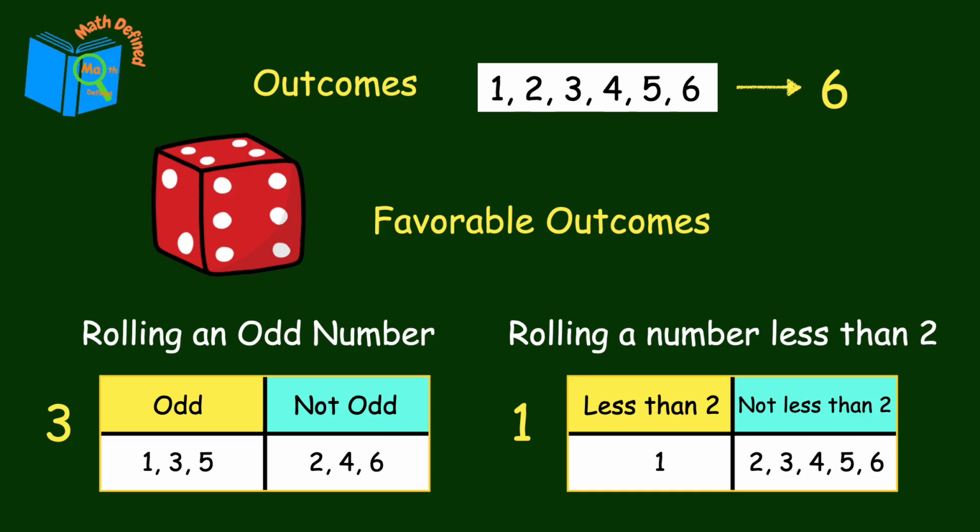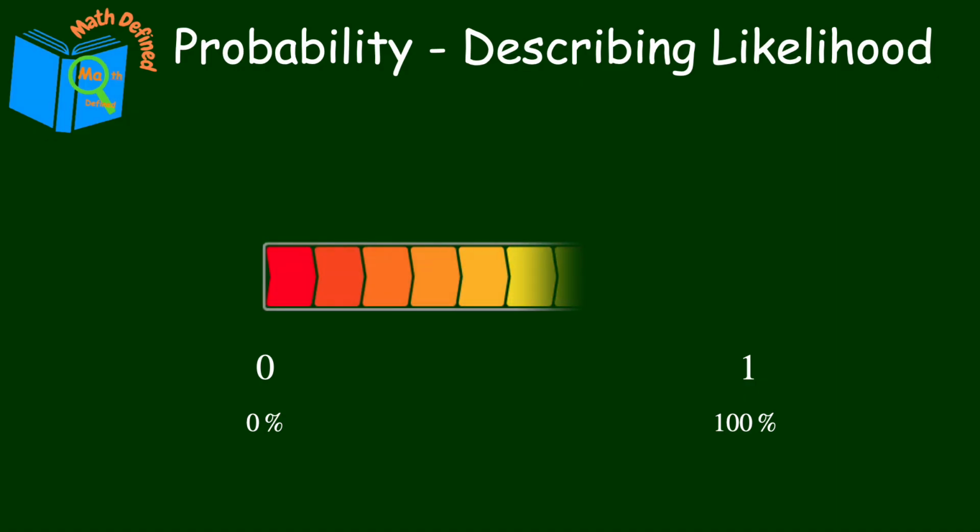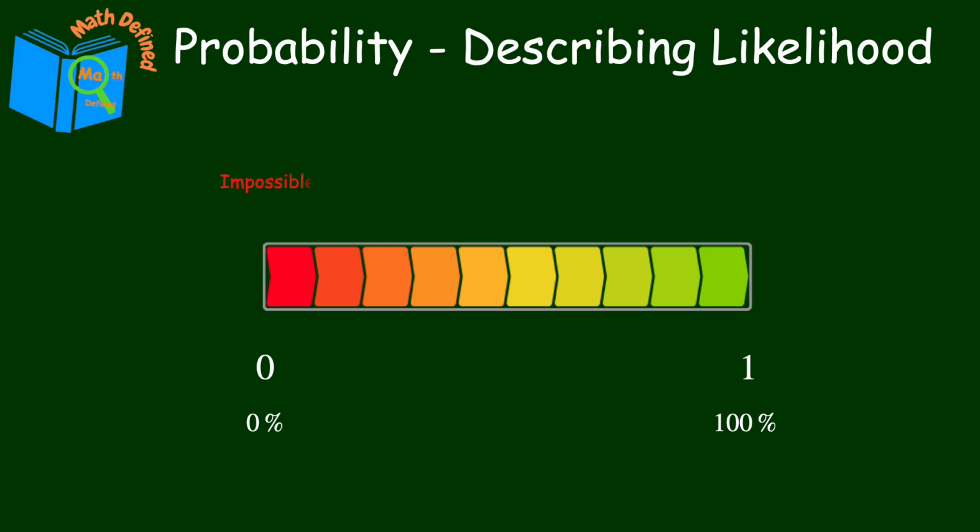Now that we've looked at how to list outcomes and identify favorable ones, let's talk about how likely those outcomes are. Probability is the likelihood that something will or will not happen. It's a number between 0 and 1, usually expressed as a percent, that tells us how likely an event is to happen. Let's use this progress bar to give us a visual way to think about probability, from completely impossible to absolutely certain. Let's go through what each part means.